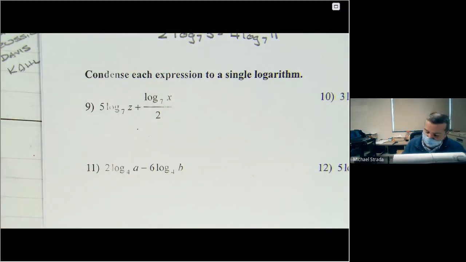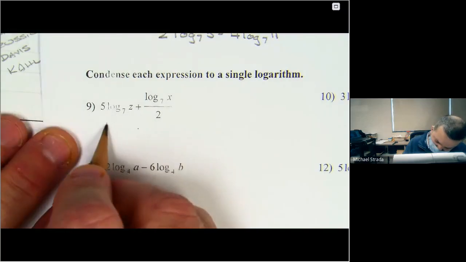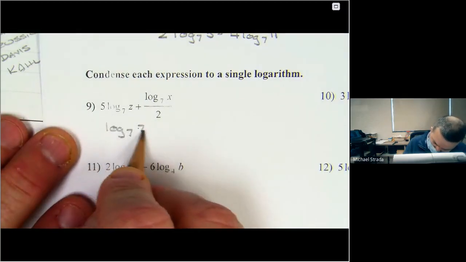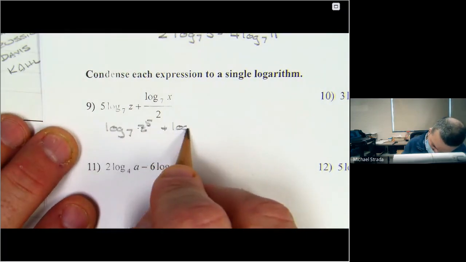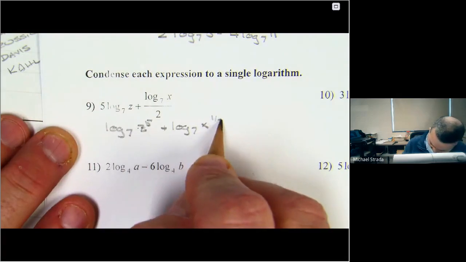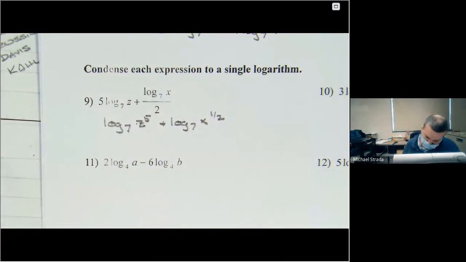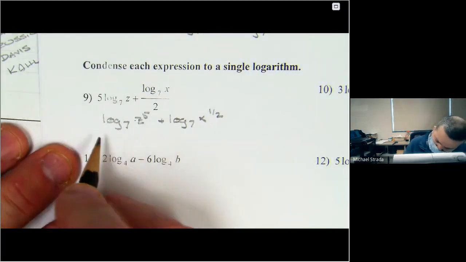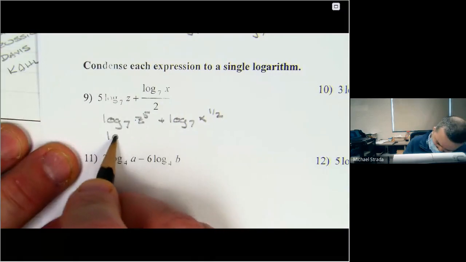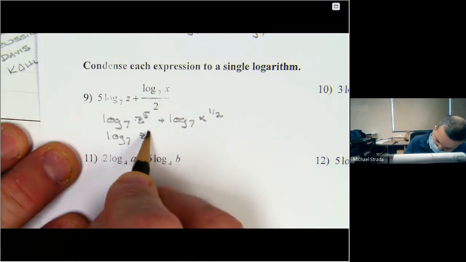So when we expanded, we did exponents last. I would tell you to take care of exponents first. So this becomes the log 7 of z to the 5th plus log 7 of x to the 1/2. Okay, and then addition becomes multiplication. So basically, that would become the log 7 of z to the 5th times x to the 1/2.